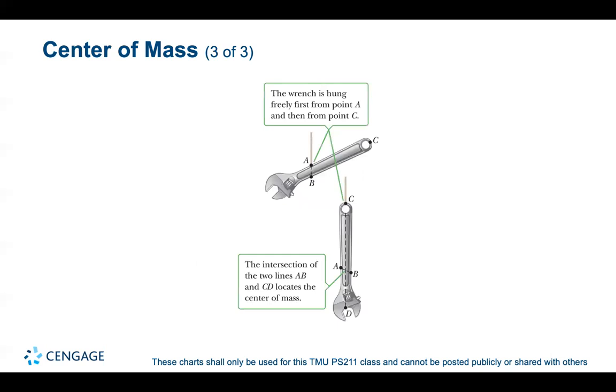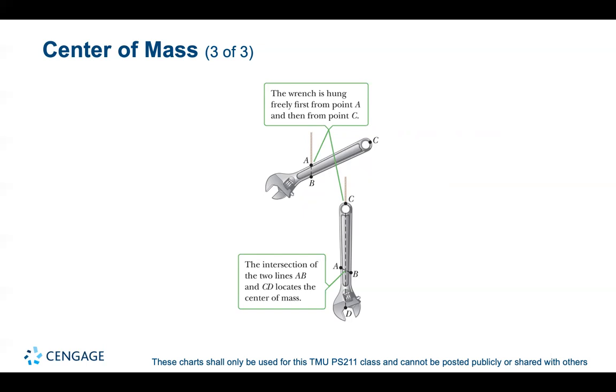So here in the figure, we have an experimental technique for determining the center of mass of a wrench. Sometimes it is possible to guess the location of the center of mass. The center of mass of a homogeneous symmetric body must lie on the axis of symmetry. For example, the center of mass of a homogeneous rod lies midway between the ends of the rod, and the center of mass of a homogeneous sphere or a homogeneous cube lies at the geometric center of the object.